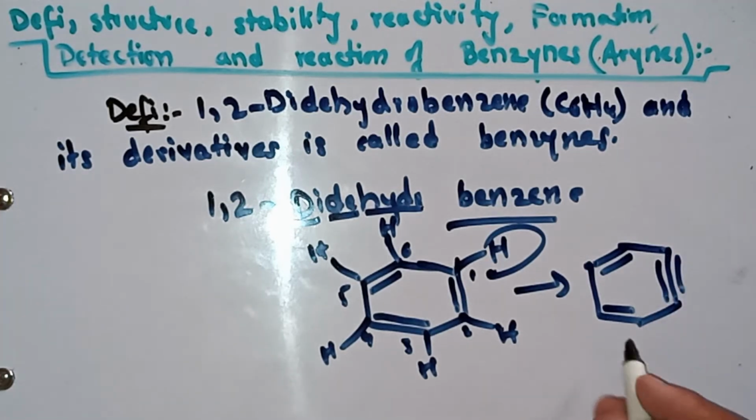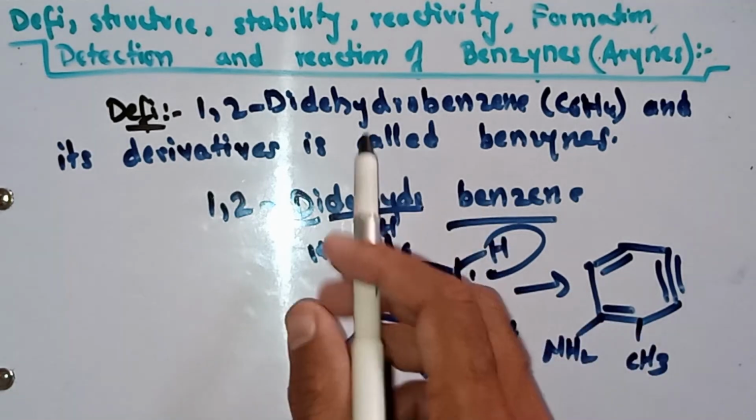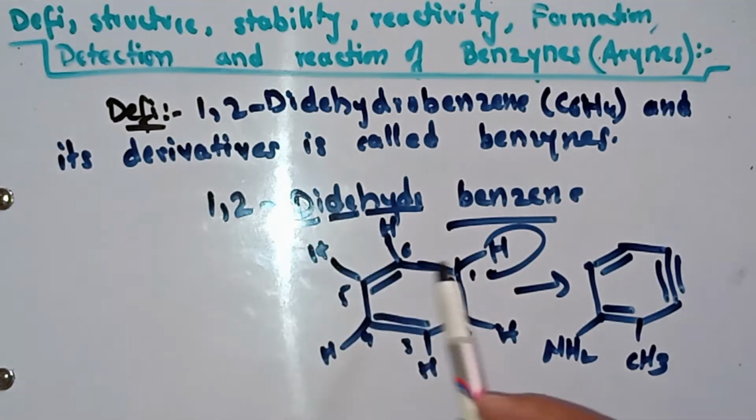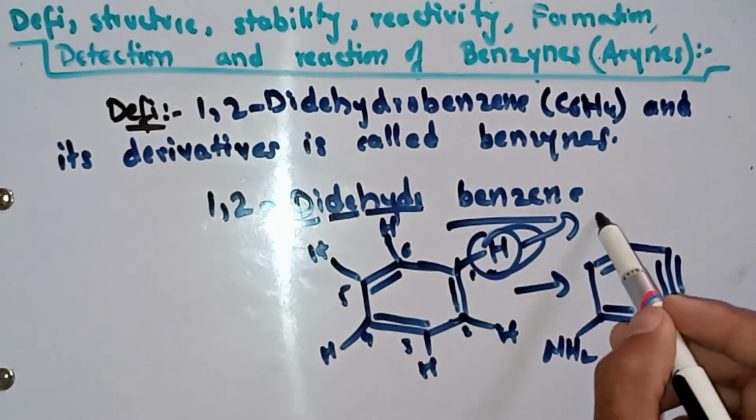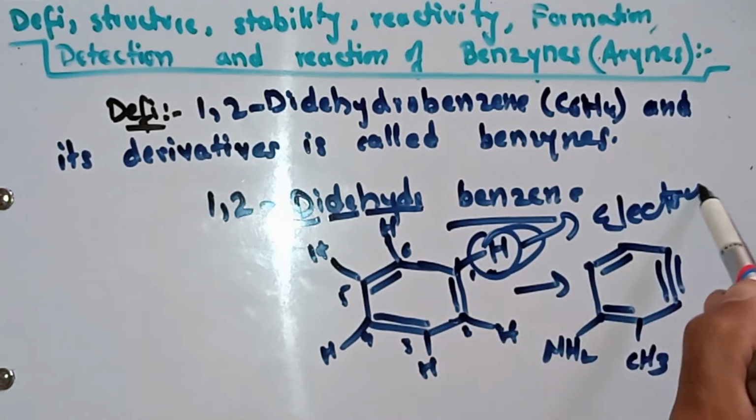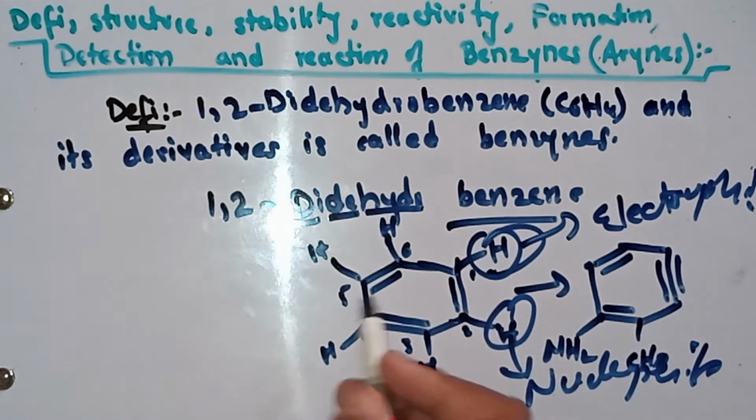Here there is no hydrogen. This is also a derivative of benzyne. These all are derivatives of benzene, but this is called benzyne when you remove the hydrogen of carbon one and carbon two. When you remove these two hydrogens and make a double bond, one hydrogen is removed as an electrophile and another hydrogen is removed as a nucleophile, then it will make a double bond. It will be like that.